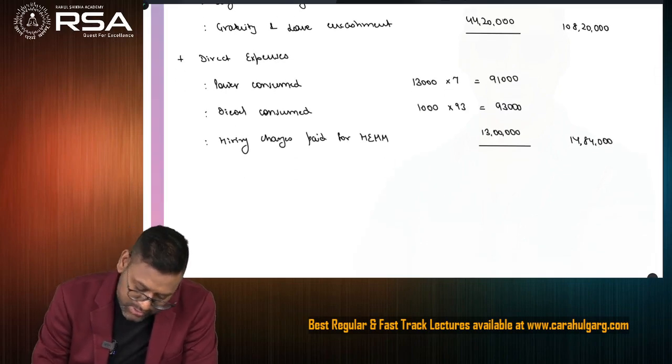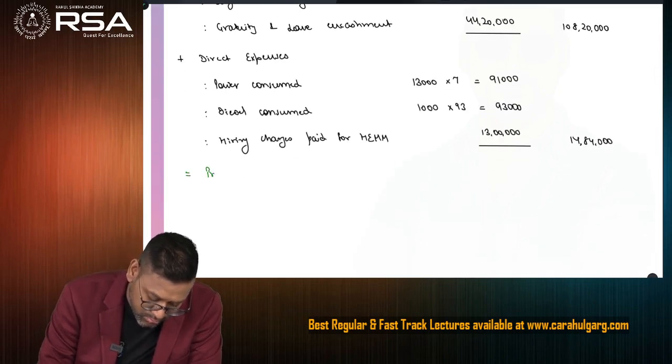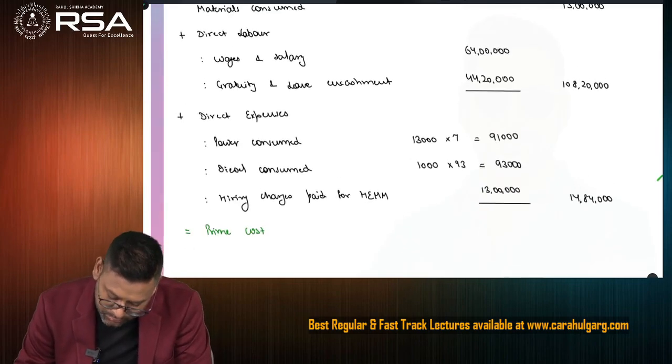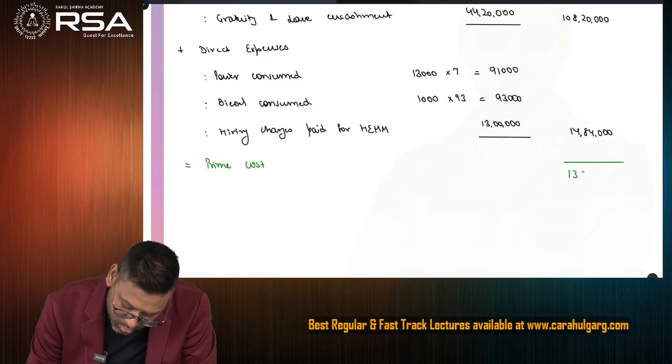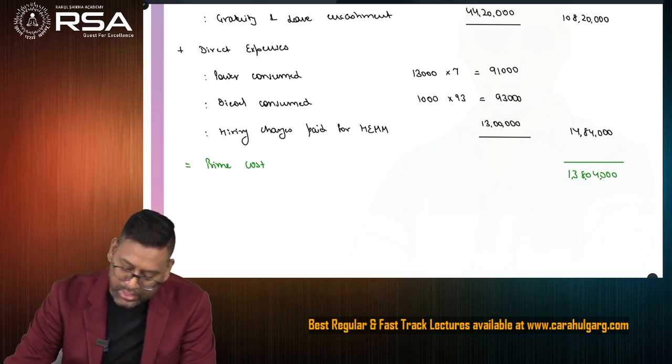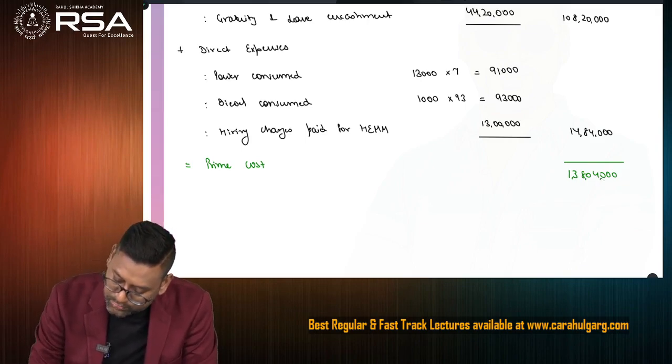And when you add up these, it becomes the prime cost. Add it up, it becomes 1 crore 38 lakh 4,000.